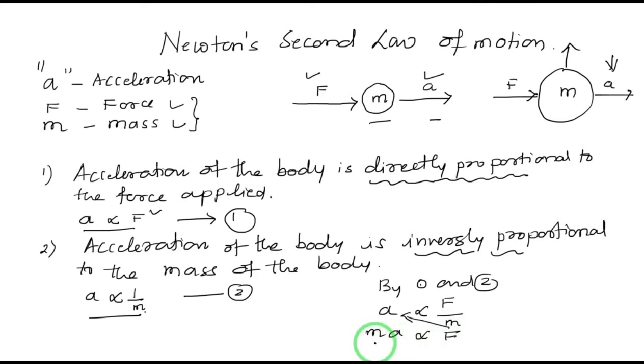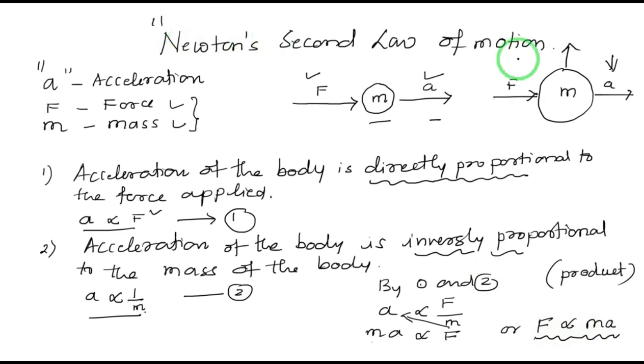So how do you read? Product of mass and acceleration is directly proportional to the force. Right? Or I can write force is directly proportional to the product. Look at this, I am writing product. You should not miss this word. Product of mass into acceleration. So this is the final format of Newton's second law of motion.